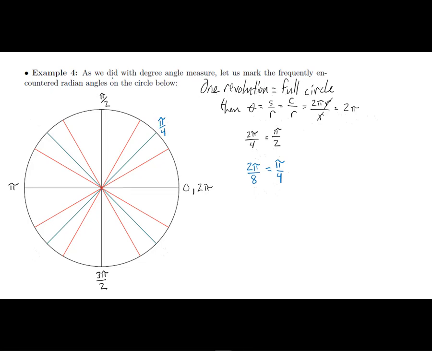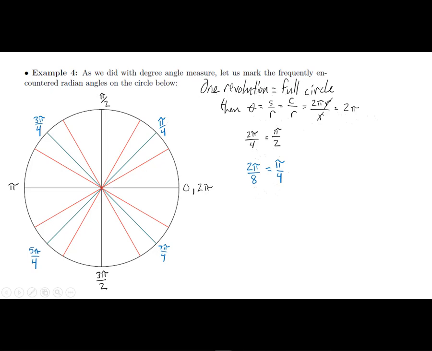Pi over 4 plus pi over 4 is 2 pi over 4, which is pi over 2. 2 pi over 4 plus pi over 4 is 3 pi over 4. Plus a pi over 4 would be 4 pi over 4, which is pi. 4 pi over 4 plus pi over 4 is 5 pi over 4. And you get the picture pretty quick here. This is 7 pi over 4.